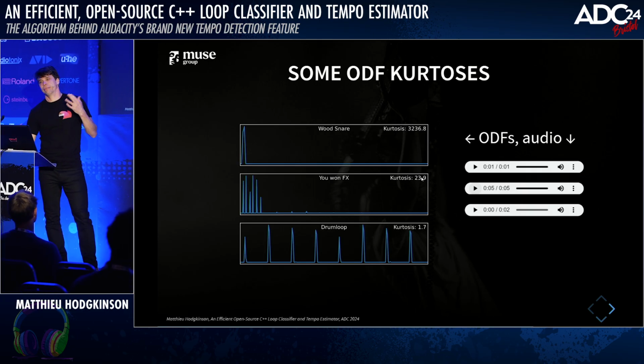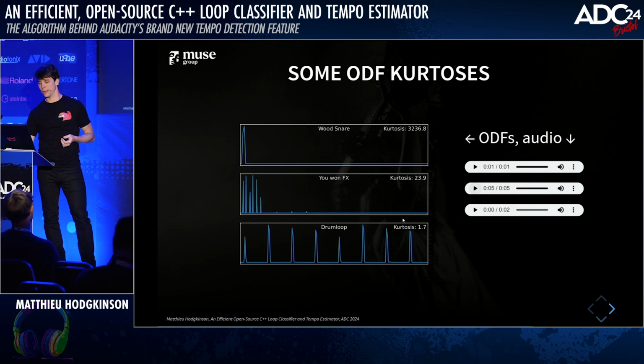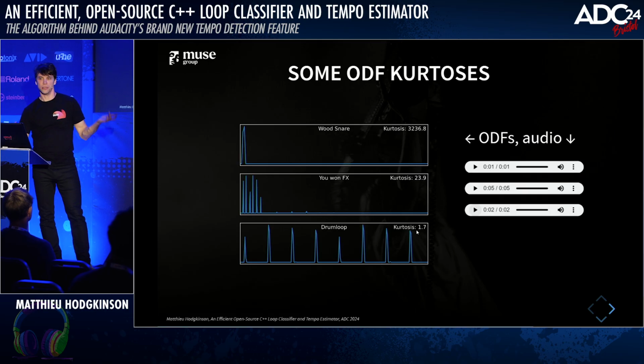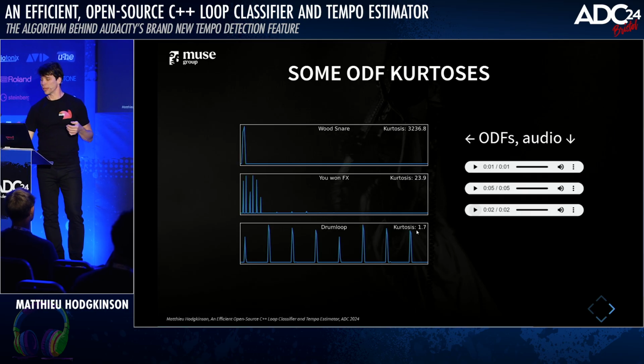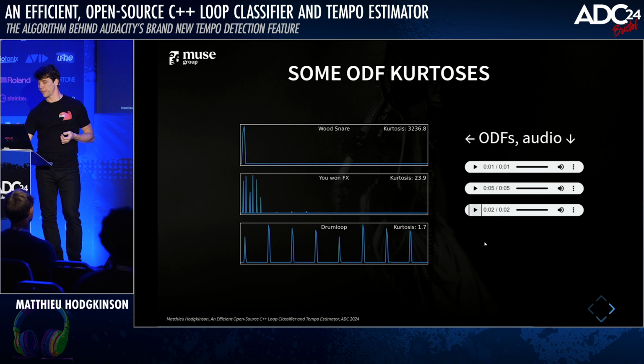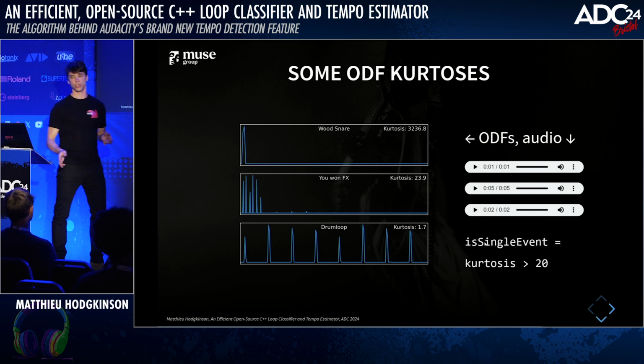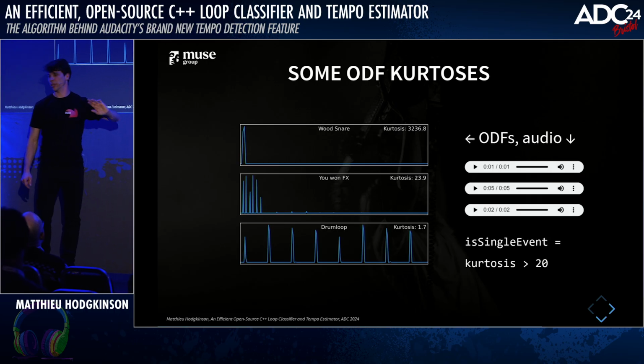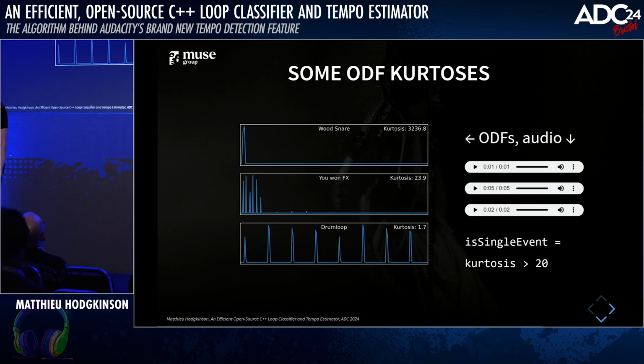So it's not small, but if we look at the drum loop, then the kurtosis is very low. And okay, that correlates nicely. I ended up choosing a threshold of 20. If the kurtosis is higher than 20, then it's a single event. We don't look further, we stop the estimation, and we say it's not a loop.